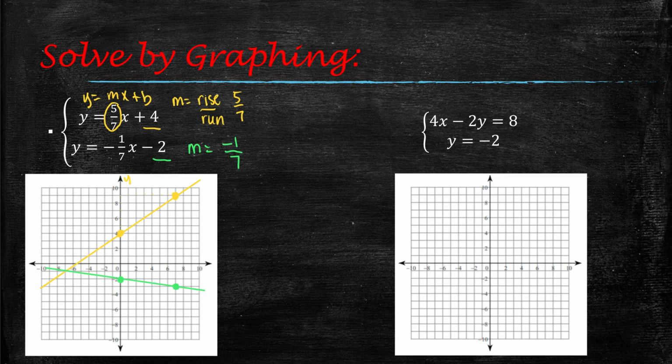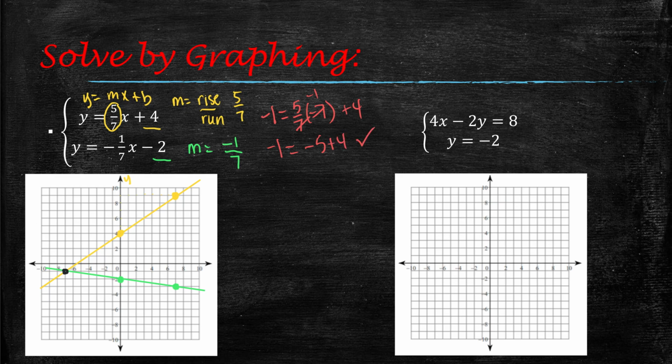We can see that it crosses right here at -7, -1. You can always double check that by plugging it in to make sure that it works. If I plug it into the top one, I would have -1 equals 5/7 times -7 plus 4. This would cancel with this, making that -1, so you'd have -1 equals -5 plus 4, and that does, in fact, equal -1.